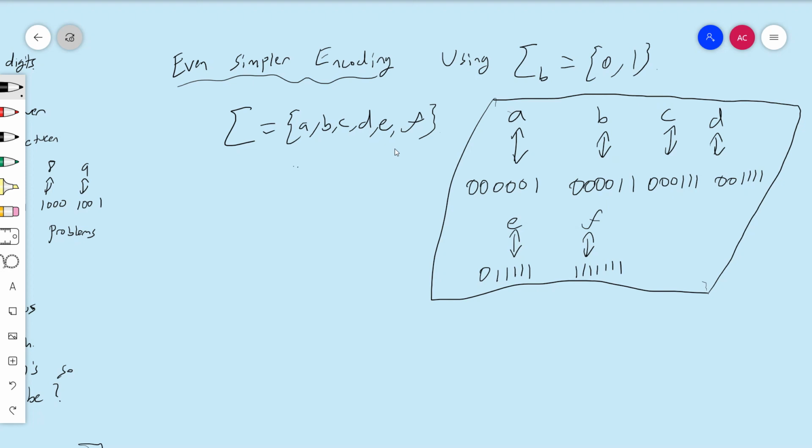Now, I want you to note something conspicuous, which is that we never used 0, 0, 0, 0, 0, 0. We never used nothing but zeros. And the reason for that is because we're going to reserve that for blanks in the simulation we're going to do. Let me explain. I'm going to give this a name. Call this the standard unary encoding.